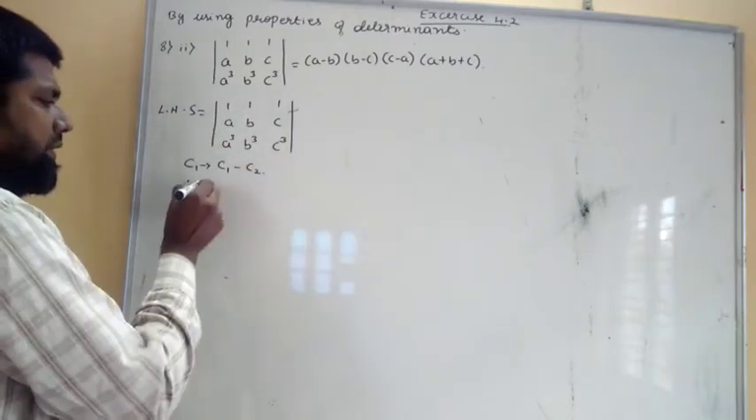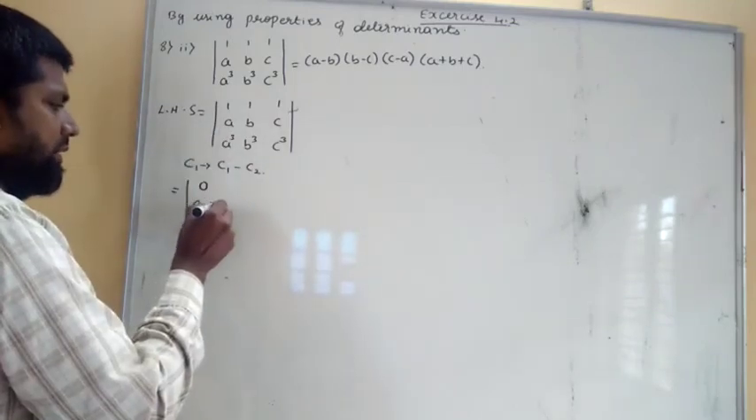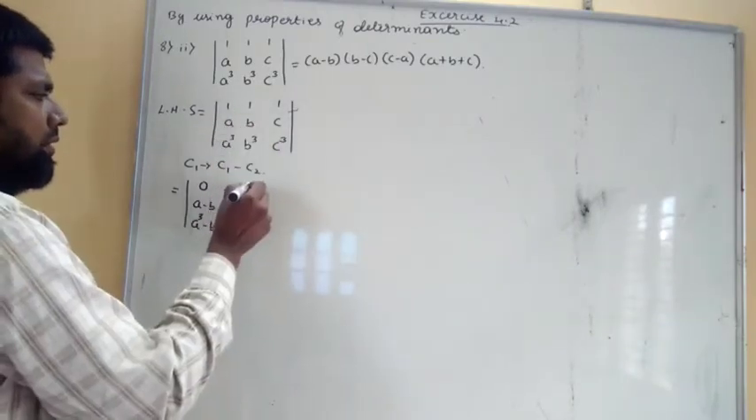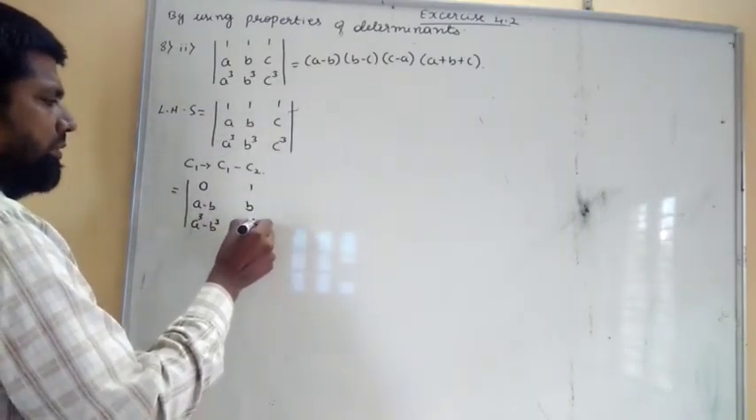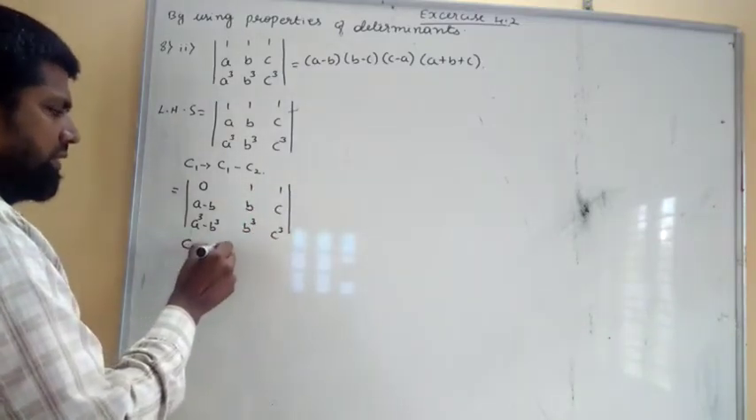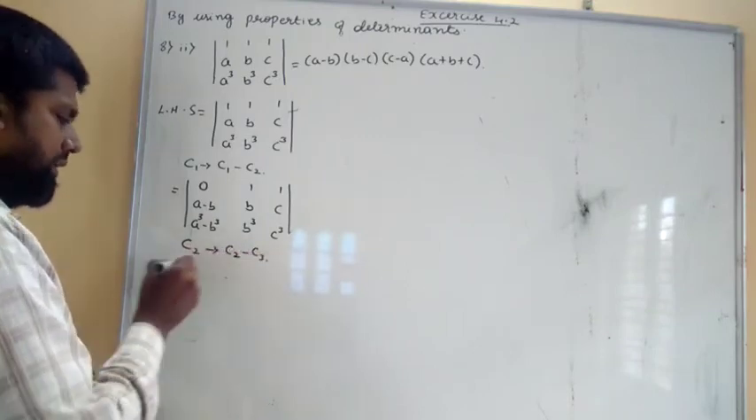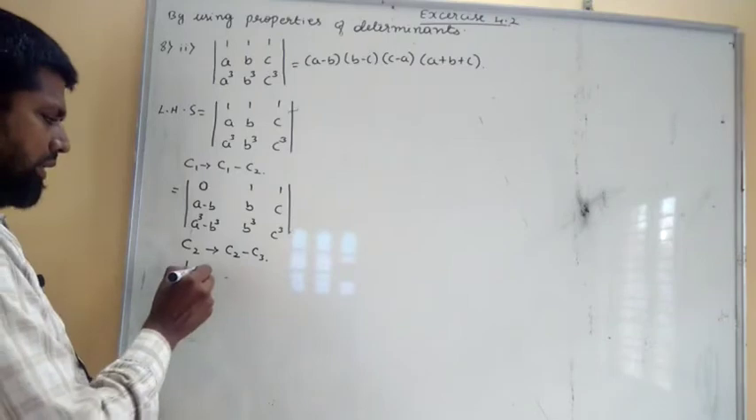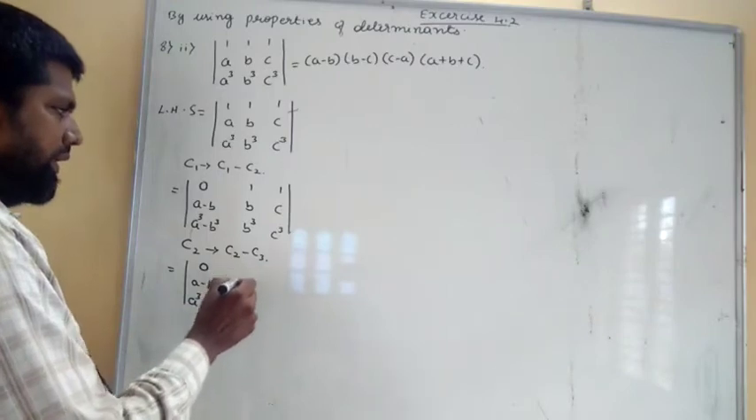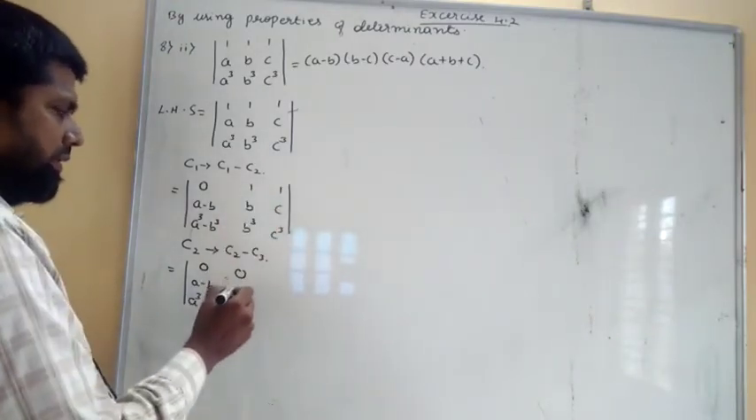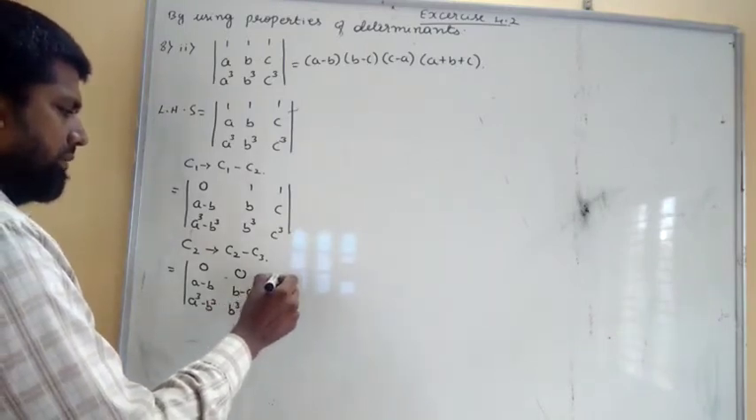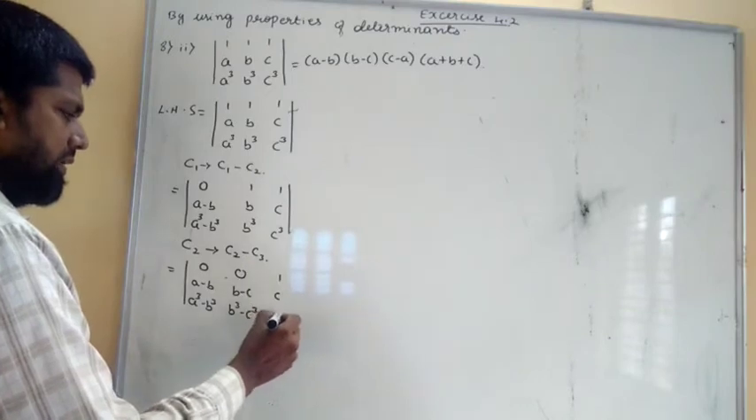So 1 minus 1 is 0, A minus B, then A cube minus B cube. So again 1 B B cube, then 1 C C cube. Next column 2 changes to column 2 minus column 3. So if you change column 2, 0, A minus B, A cube minus B cube, then here 0, B minus C, B cube minus C cube. And column 3 as it is, 1 C, then C cube.